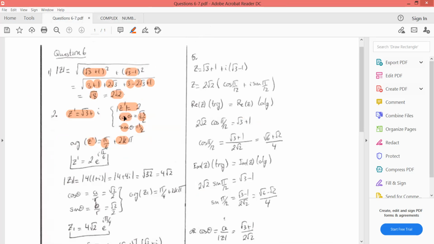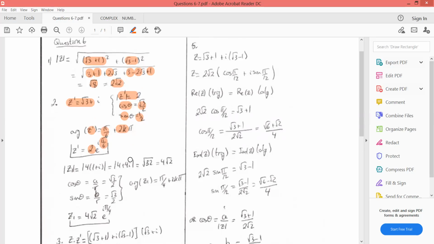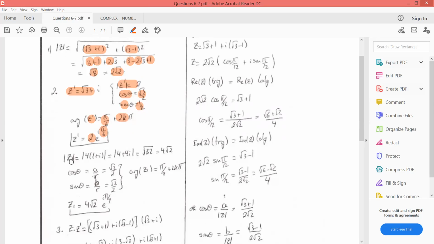Both of them are positive. So z prime equals r, which is 2, e to the i theta, pi over 6. Now the modulus of z1, and z1 in the exponential form. The modulus of 4 times 1 plus i, which equals 4 plus 4i, is radical 32, which is 4 radical 2. Cosine theta is a over r, we get radical 2 over 2. Sin theta equals b over r equals radical 2 over 2. Both of them are positive, so we are in quadrant 1.